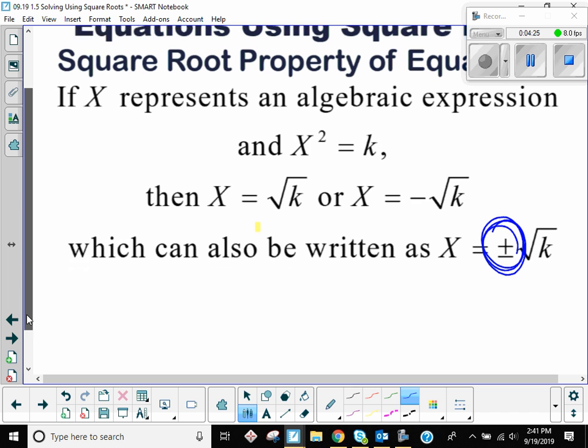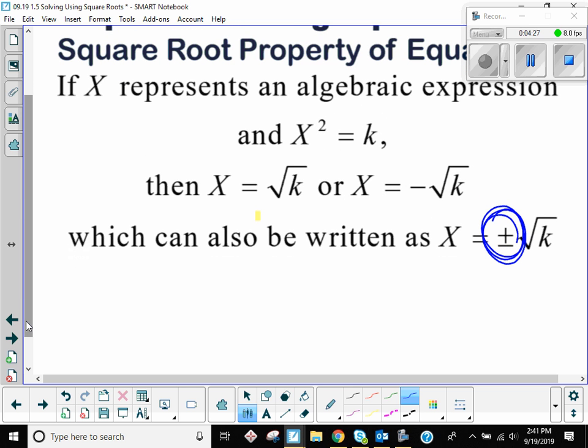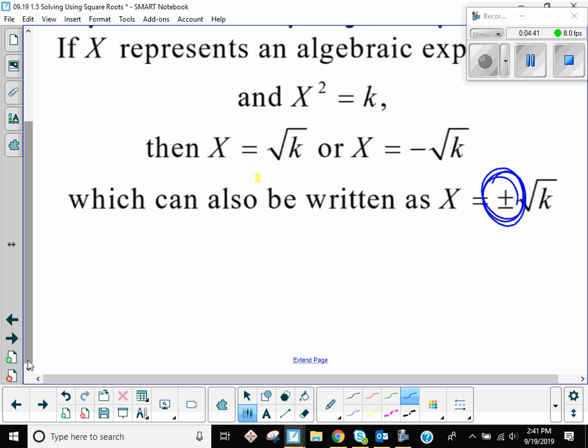And it doesn't matter if your answer, after you take the square root, you could have a radical. After you take a square root, you could have an i. After you take a square root, you could have an integer. It doesn't matter what form it is, they all have the plus or minus in front. So here's a couple of baby examples.